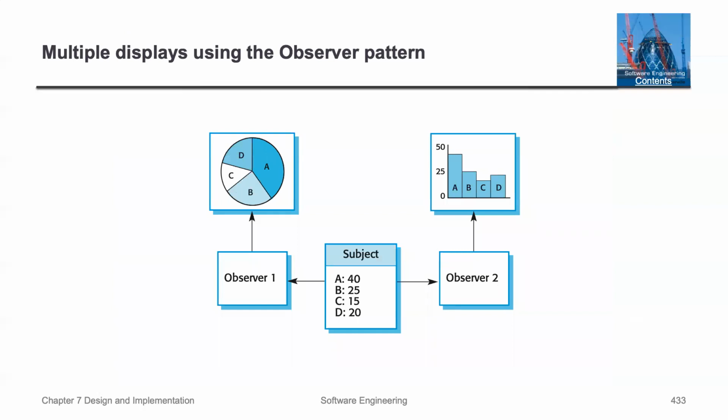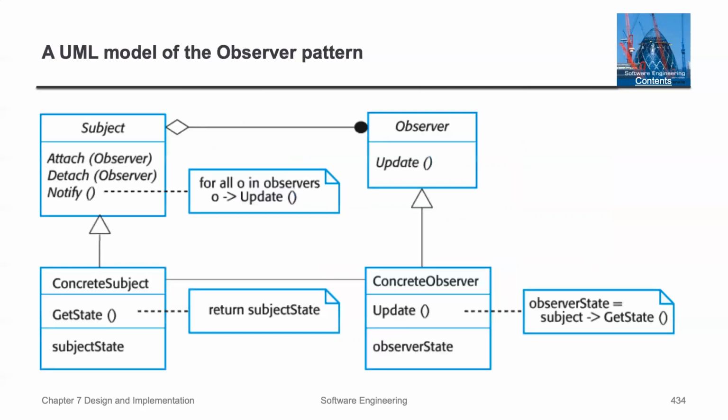So here is an illustration of the multiple displays that you could have in the observer pattern. Maybe a pie chart might be useful in some situations, and then a bar graph might be more beneficial in others. And so this would give you the ability to look at that in the way that is best deemed useful at the moment for the user.